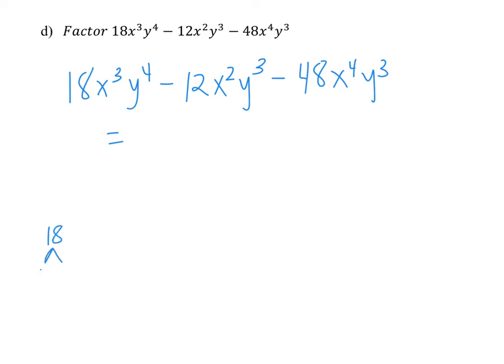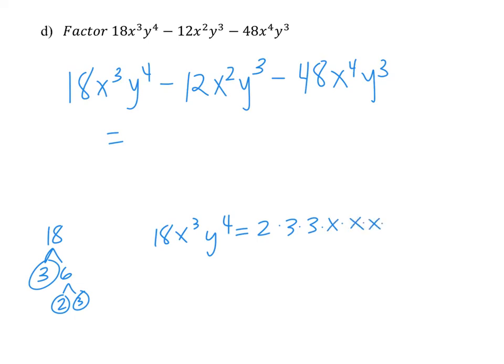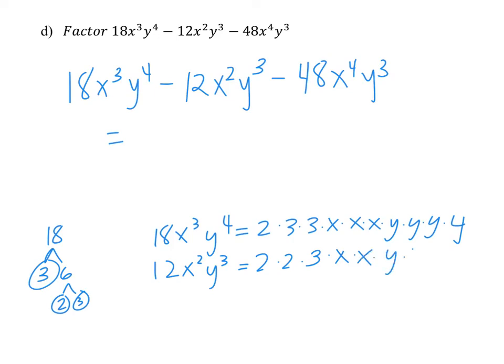Okay, 18 I know is 3 times 6. 6 is 2 times 3. So I have 18x cubed y to the 4th is going to be 2 times 3 times 3 times 3 x's, and then I have 4 y's. Then we have 12 x squared y cubed. 12 is a little bit easier. 12 is just 3 times 4, right? So 2 times 2 times 3. Then we have 2 x's, 3 y's.